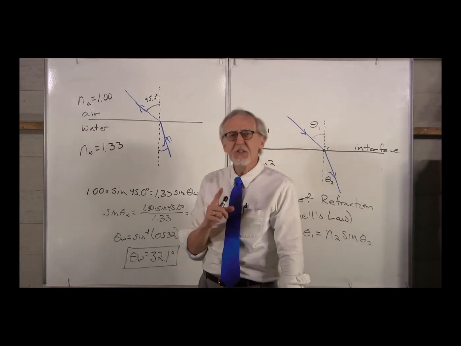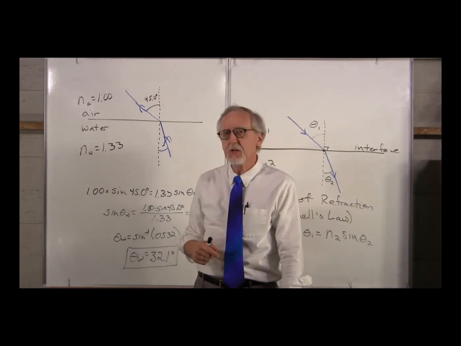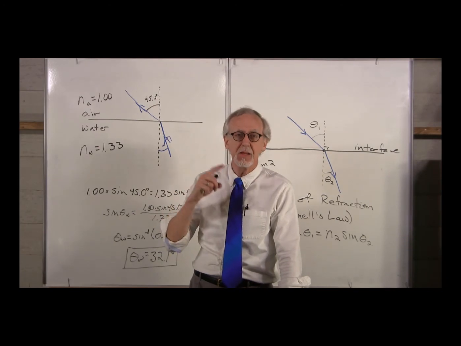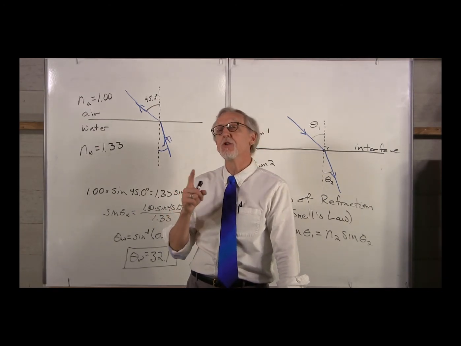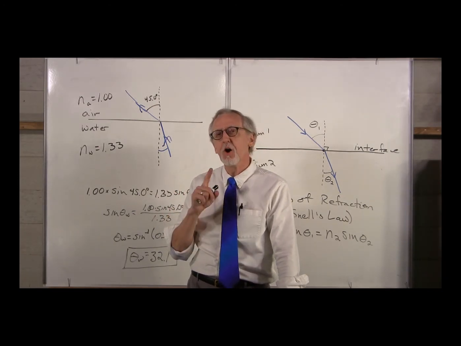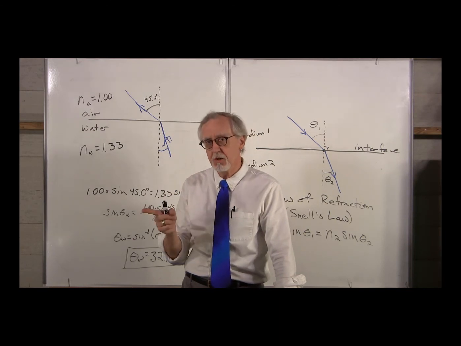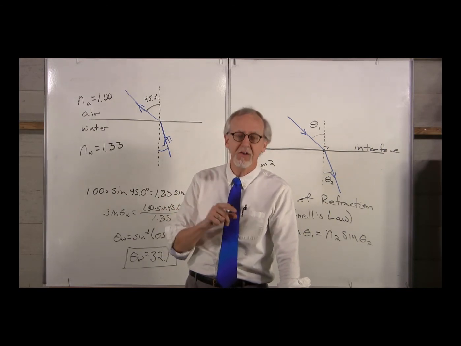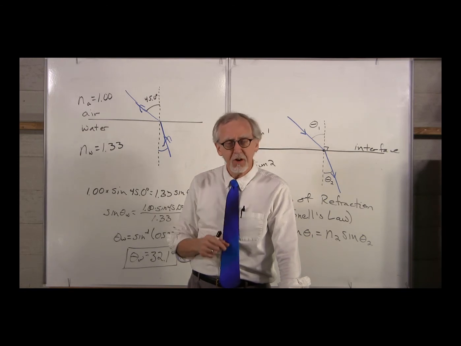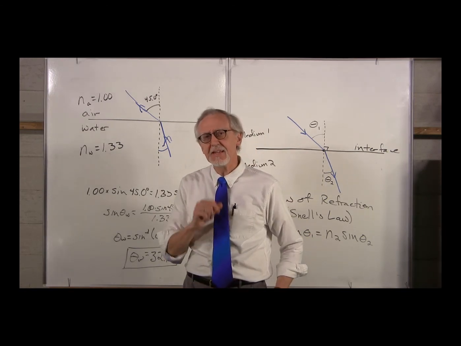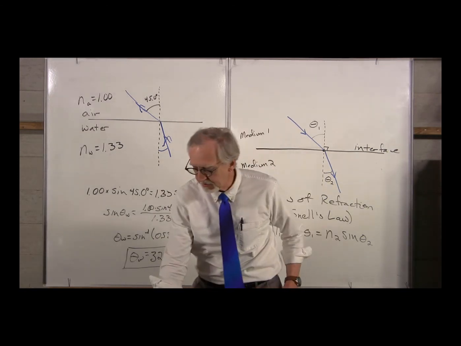Very interesting. Very general rule of thumb. Let's keep that in mind. When we go from a smaller index to a larger index, the ray is bent toward the normal. If we go from a larger index to a smaller index, the ray is bent away from the normal. Very, very good. Let me give you some more numbers and let's see if you can figure this one out.